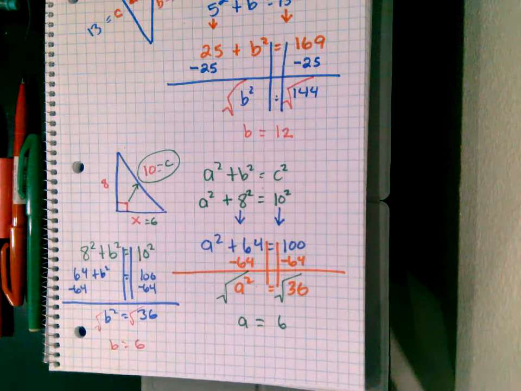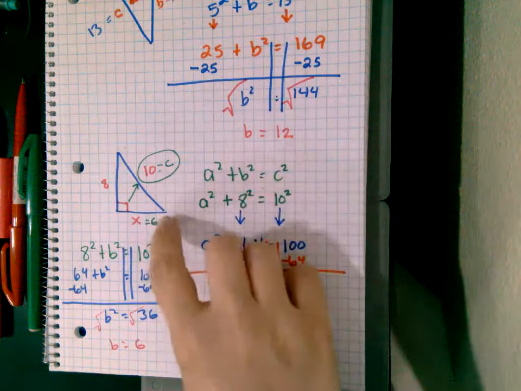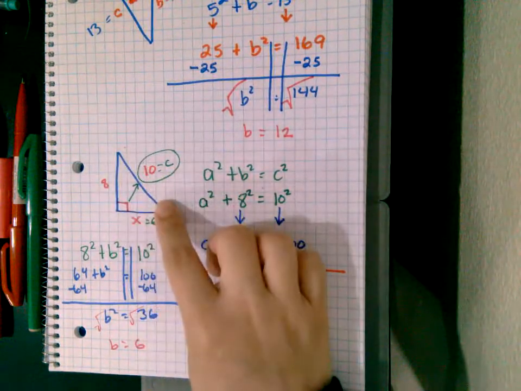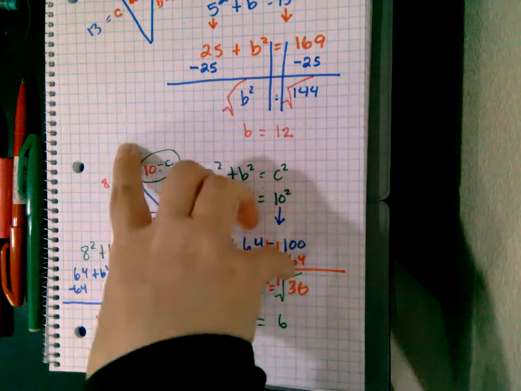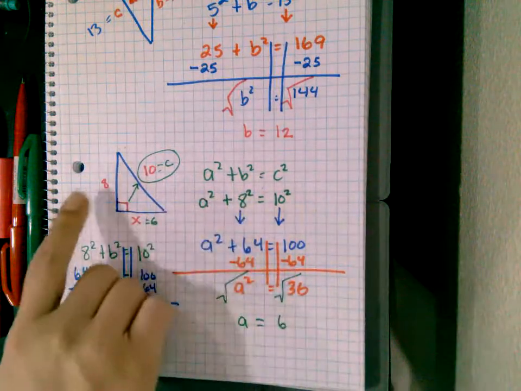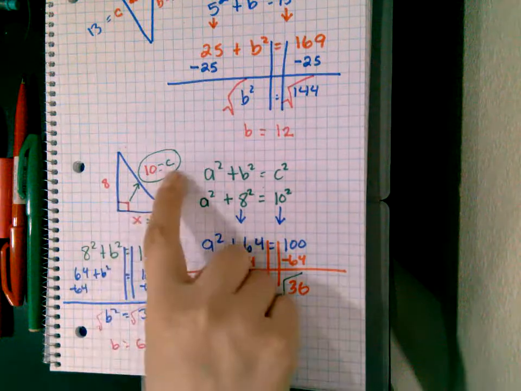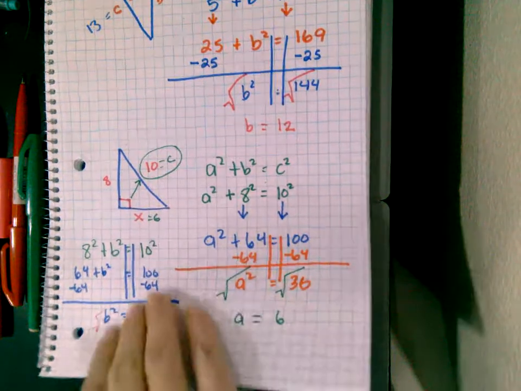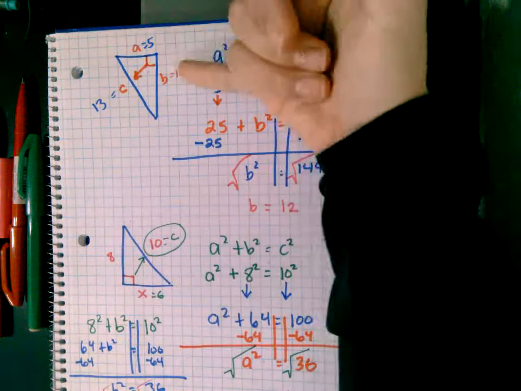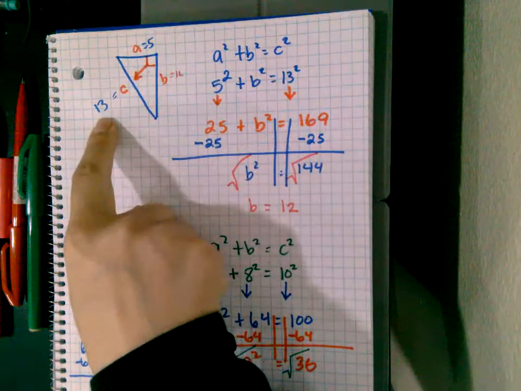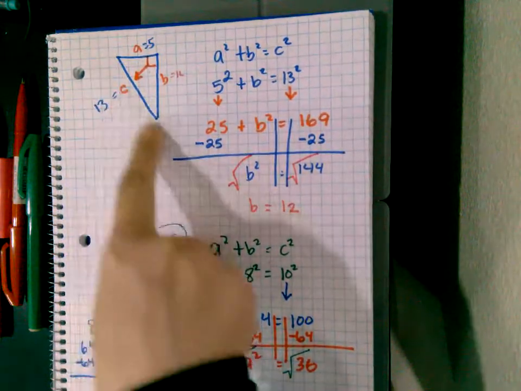Here's also how to tell if you're right or wrong. Your C has to be the longest side. Your C will always be the longest side. So when you plug in your numbers, like, okay, this is 8, I got 6. Okay, cool. This is still bigger. We're good. On top, it was 5, 12, 13. Is this still the longest one? Yes, it's 13. It's the longest one.